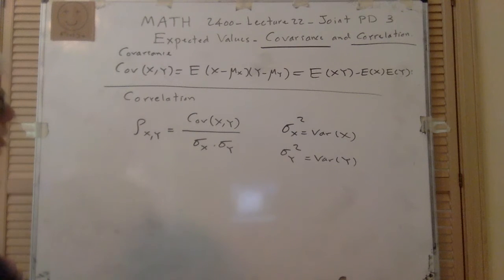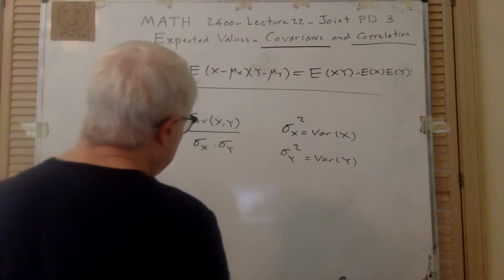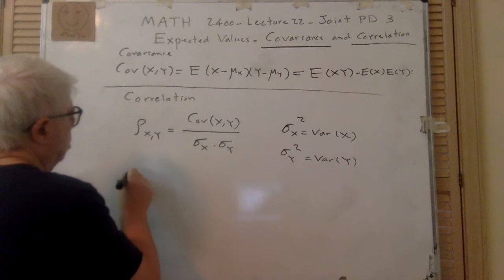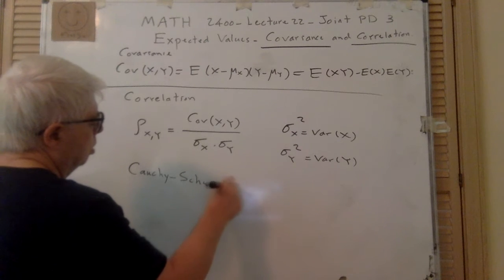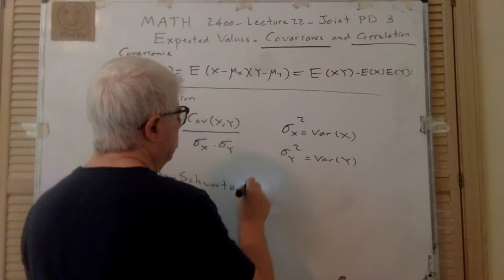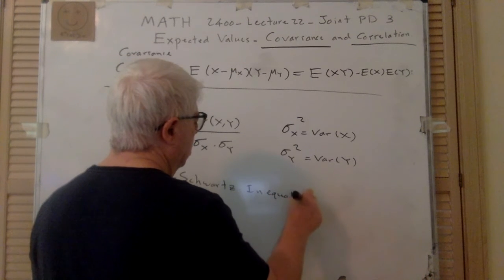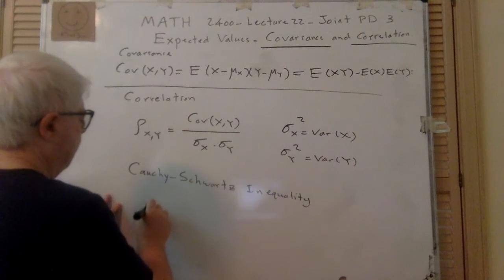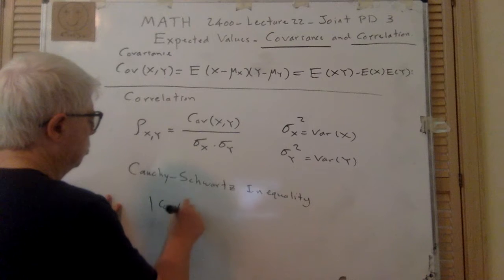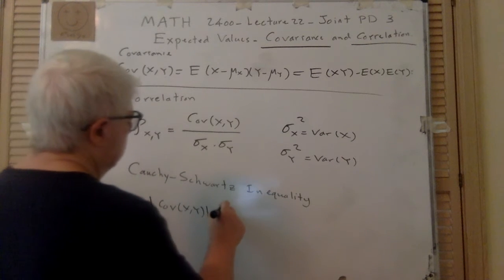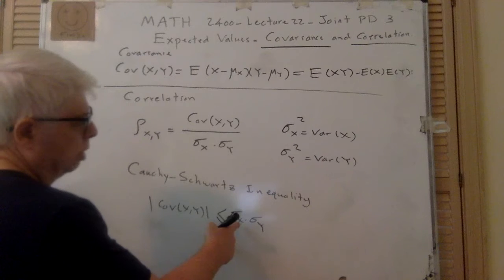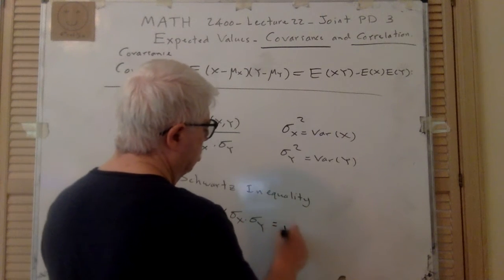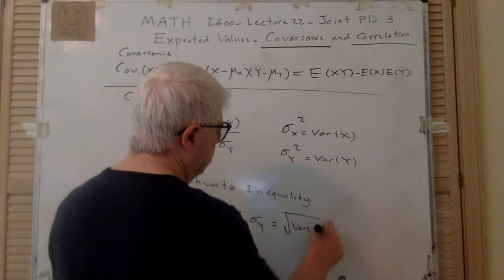It's interesting. Now there is this inequality which I'm not going to prove. It's not simple. It's called the Cauchy-Schwarz inequality. It says that the absolute value of the covariance of x and y is less than or equal to sigma x, sigma y. Now, what are these two? These are, in fact, the square root of variance. So this is like saying it is the square root of variance of x times variance of y.